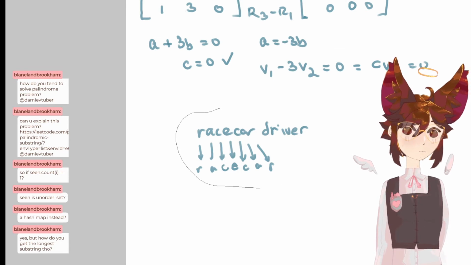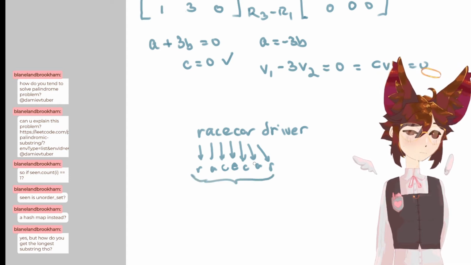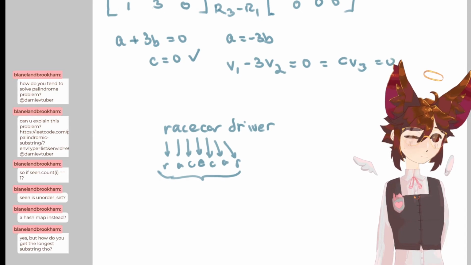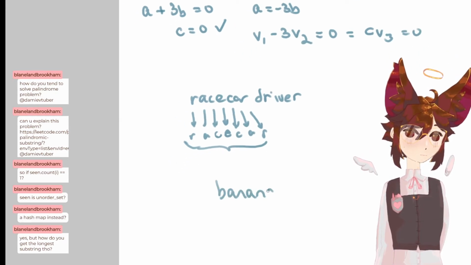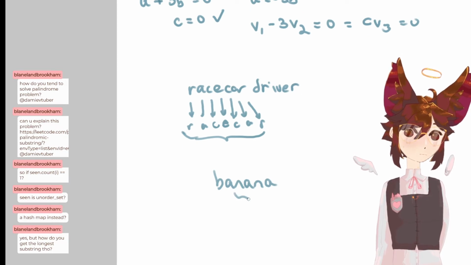How to get the longest substring? I think you just have to go through, and then you make a count of how long the palindrome is that you've just found. So if you had "banana," the longest palindrome would be "nan."